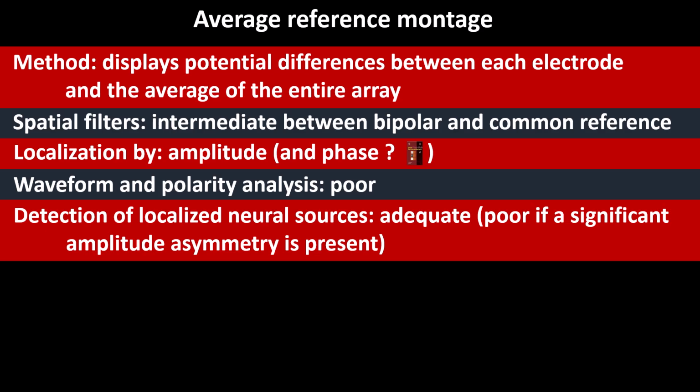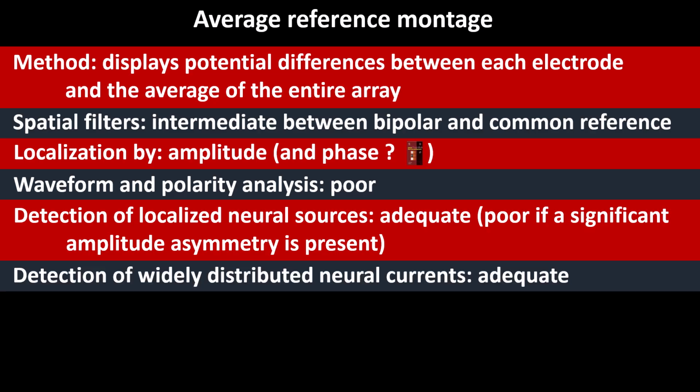The ability of average reference montages to detect localized neural sources is adequate, except if the amplitude of one or a few electrodes is so different from all the other electrodes that they dominate the average. Average reference montages are adequate to detect widely distributed neural currents, but they suffer from the same problem I mentioned regarding a few electrodes overwhelming the average.